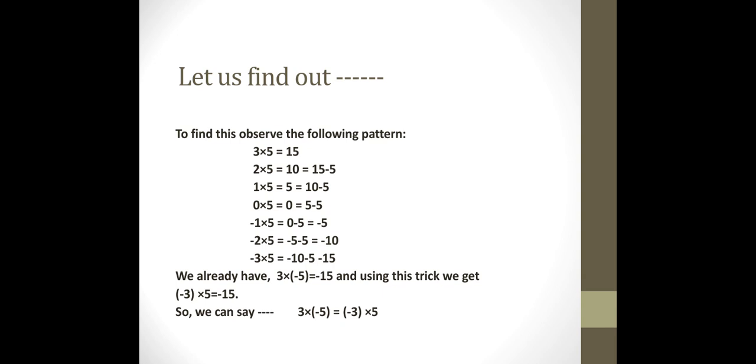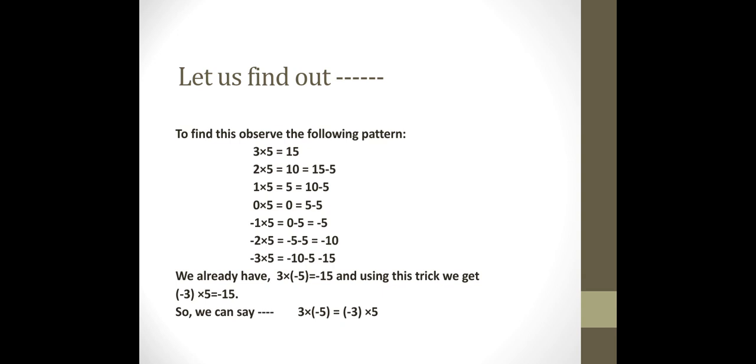Then in the next step you see 2 into 5 is 10, and 10 can be written as 15 minus 5. This 15 is the result of the previous statement, minus 5. Similarly, 1 into 5 is 5, which can be written as 10 minus 5, where 10 was the result of the previous statement. Similarly, 0 into 5 is 0, that is 5, the previous statement result, minus 5.